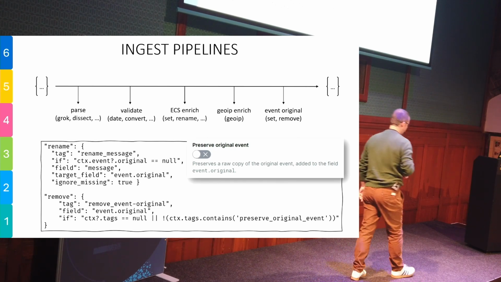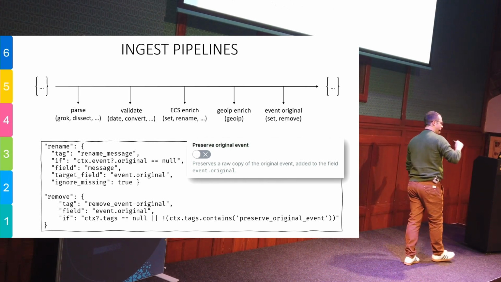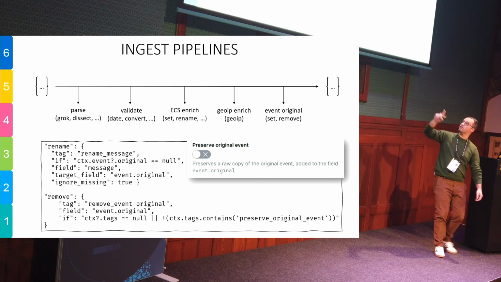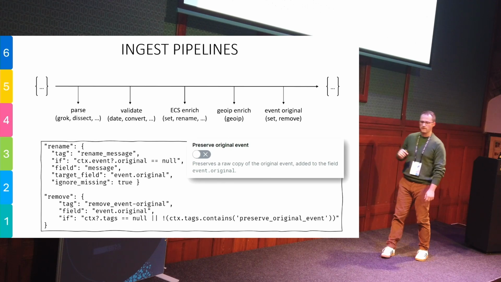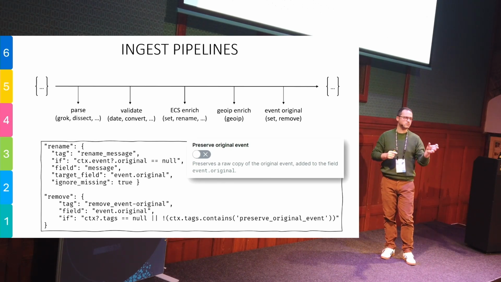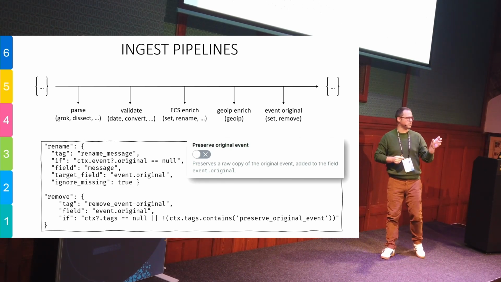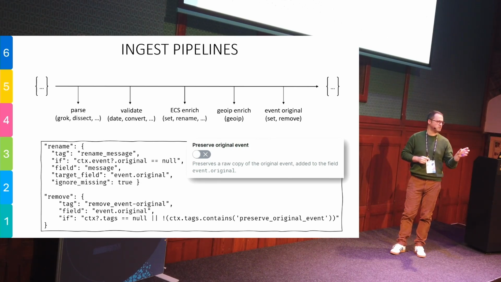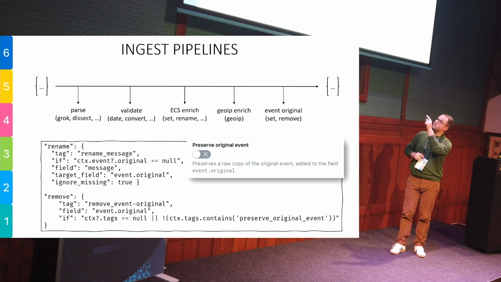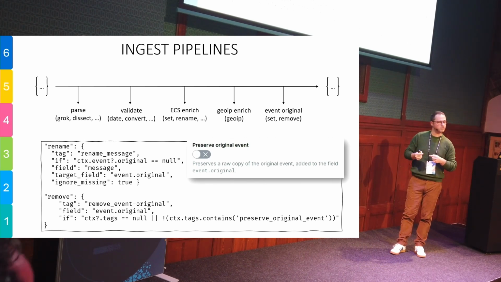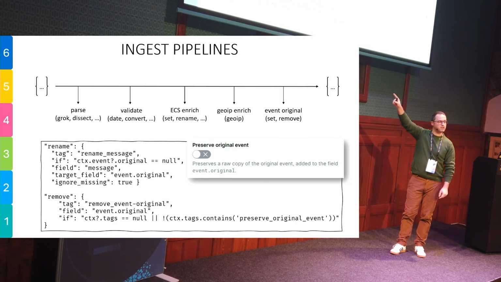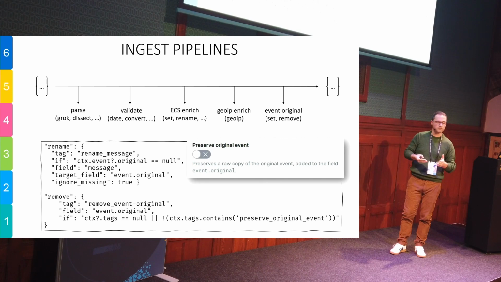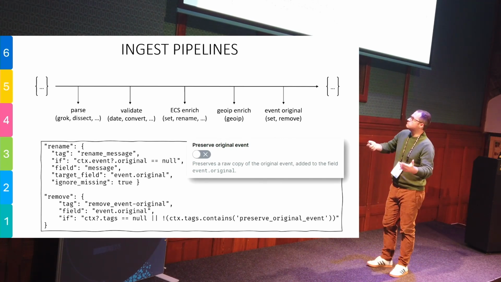This is a fun one. If you slide the event original toggle, I put a screenshot here, if you slide it on or off, what it actually does is it configures the agent to add a tag, and that tag in the event is preserve original message. That tag travels with the event in the ingest pipeline, and these processors will act on it. So if that is toggled on, then the remove will not work, and the event original will stay there, right? It's actually pretty simple.